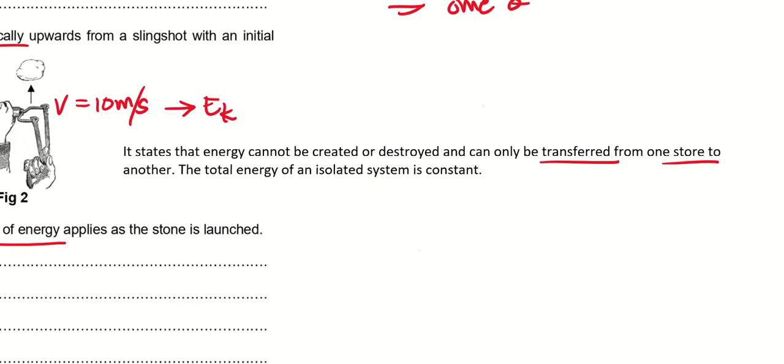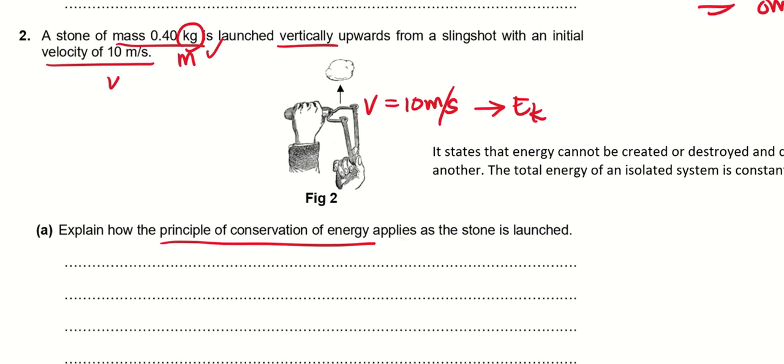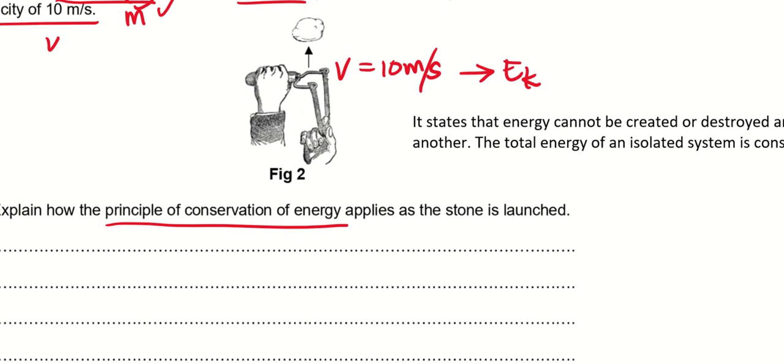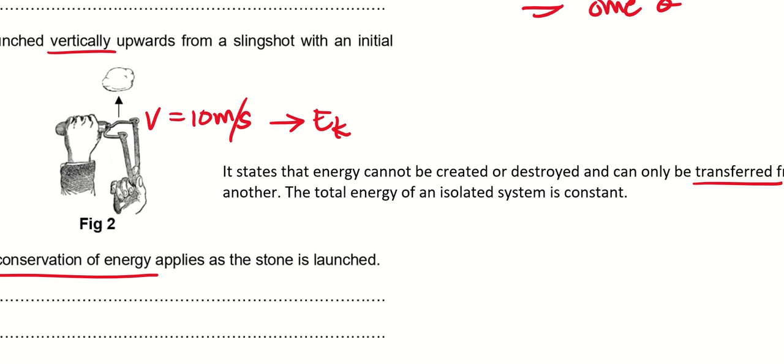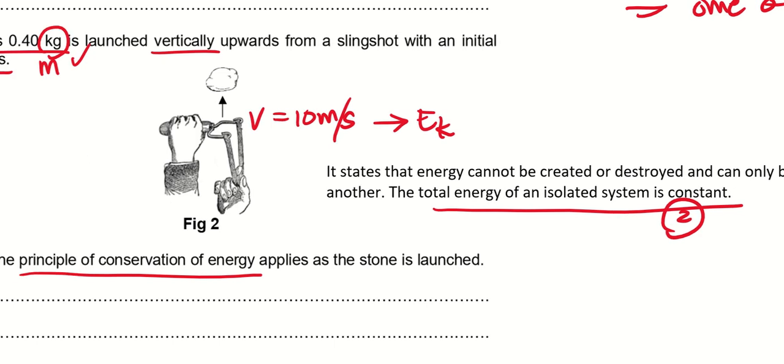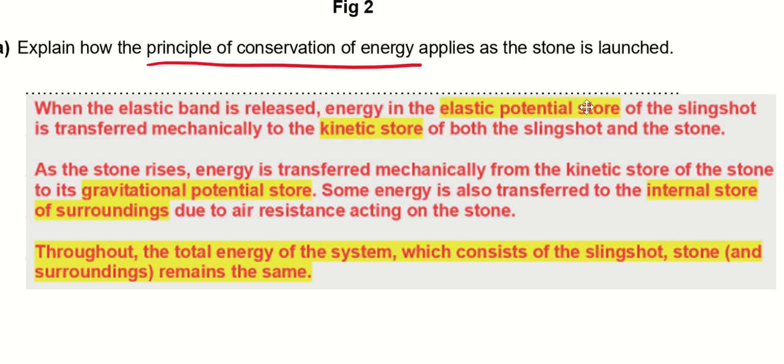So what they are trying to ask us here is that how will the principle of conservation of energy apply as a stone is launched? That means we must talk about energy being transferred from one store to another. This is the first point. And the second point that must be in this explanation is that total energy of an isolated system is constant. So let's see what is the answer. Okay, so the answer is this.